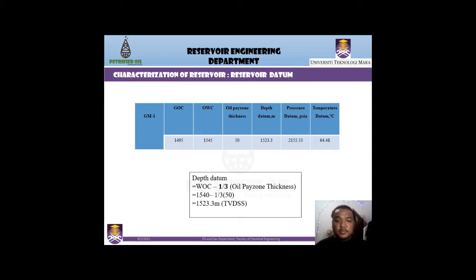For reservoir datum, the reservoir datum is determined by calculating 1/3 of oil phase zone thickness from the water-oil contact. From the depth datum, we can determine the datum temperature and pressure to be used in simulation. From the calculation, the oil phase zone thickness is 50 meter. The depth datum is calculated at 1528.3 meter. Pressure datum is at 2155.53 psi and temperature datum at 84.48 degrees Celsius.